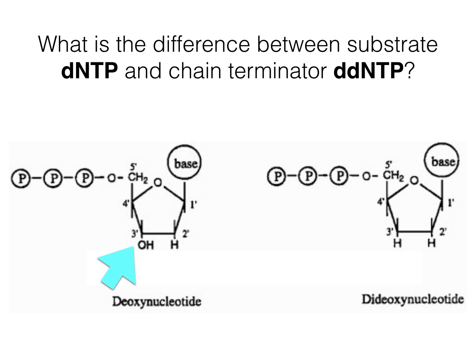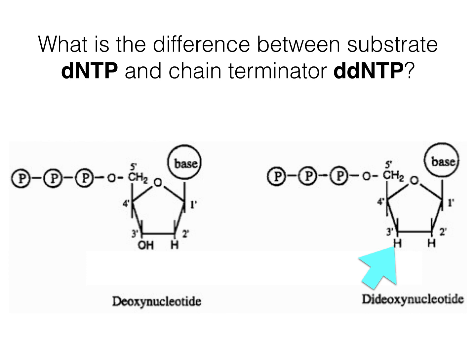Now, this particular 3' hydroxyl group is missing in the chain terminator called the dideoxynucleotide, which means if this particular nucleotide is incorporated into a growing polymer, we can no longer attach an incoming nucleotide to it because there is no 3' hydroxyl group, and thus it will act as a chain terminator.